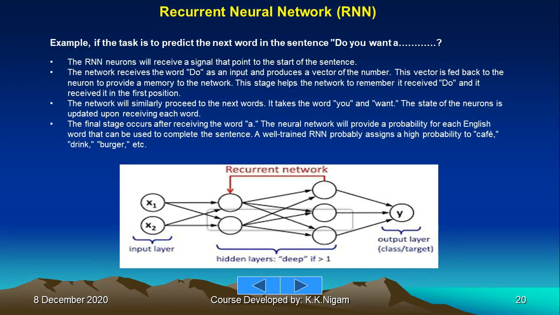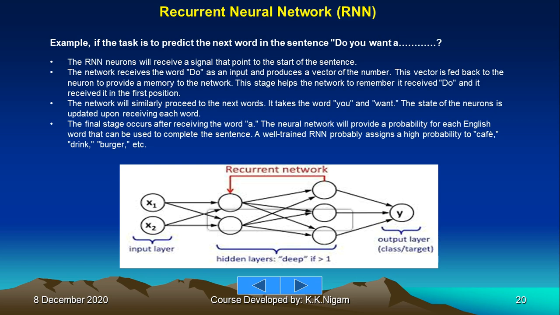For example, if the task is to predict the next word in the sentence, "Do you want a?", the RNN neuron will receive a signal that points to the start of the sentence. The network receives the word "do" as an input and produces a vector of numbers. This vector is fed back to the neuron to provide a memory to the network. This stage helps the network to remember it received "do" and that it received it in the first position.